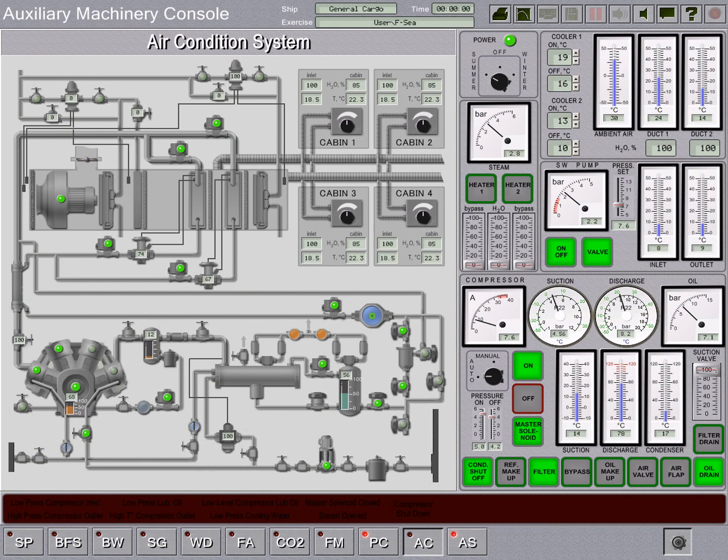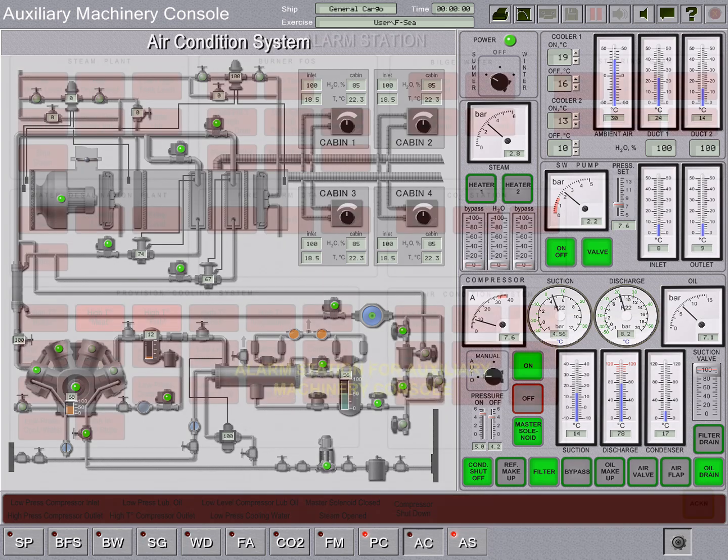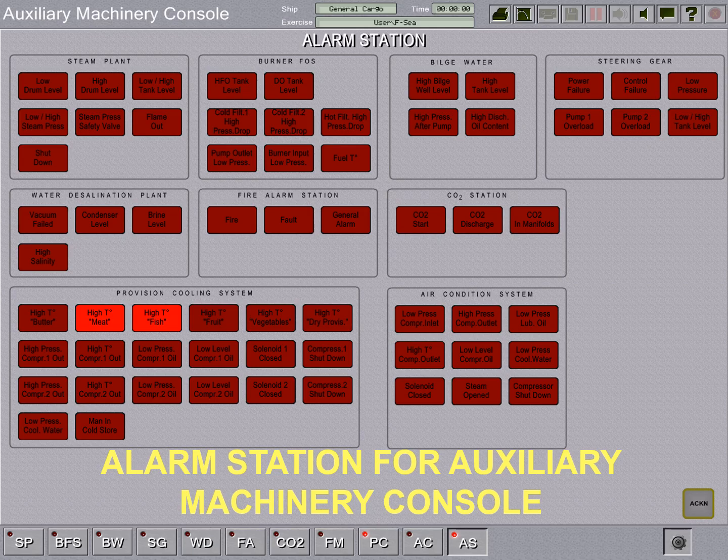The following components are included in the system and modeled in the simulator. System of pipelines as a hydro and gas dynamic object. Refrigeration plant, cooling seawater pump. Steam air heaters, air coolers. Centrifugal straight flow blower with an air filter. Moisture control unit. The alarm station for auxiliary machinery console.